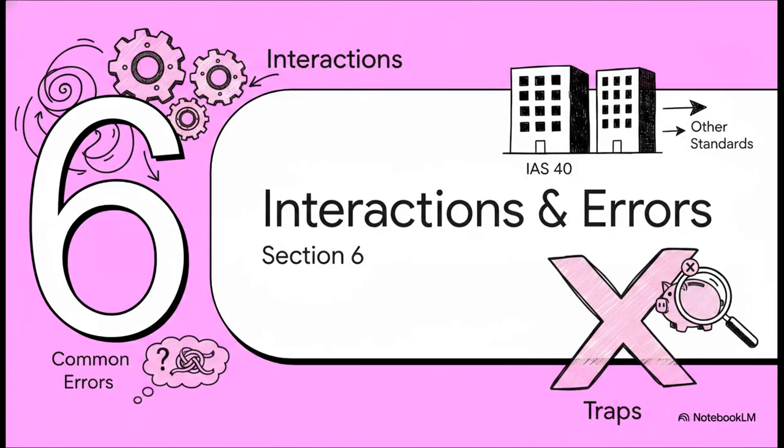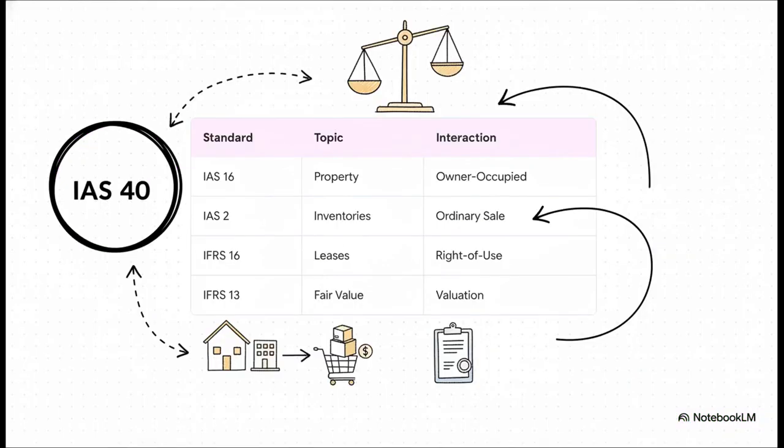Section 6. Interactions and Common Errors. IAS 40 does not exist in a vacuum, right? It interacts strictly with several other major standards. For instance, it defers to IAS 16 for owner-occupied rules, which instantly overrides IAS 40 the second a property's use changes to internal administration. It defers to IAS 2 when defining inventory boundaries. It's used right alongside IFRS 16 for right-of-use investment property. And crucially, it defers entirely to IFRS 13 for the actual mathematical mechanics of calculating fair value.